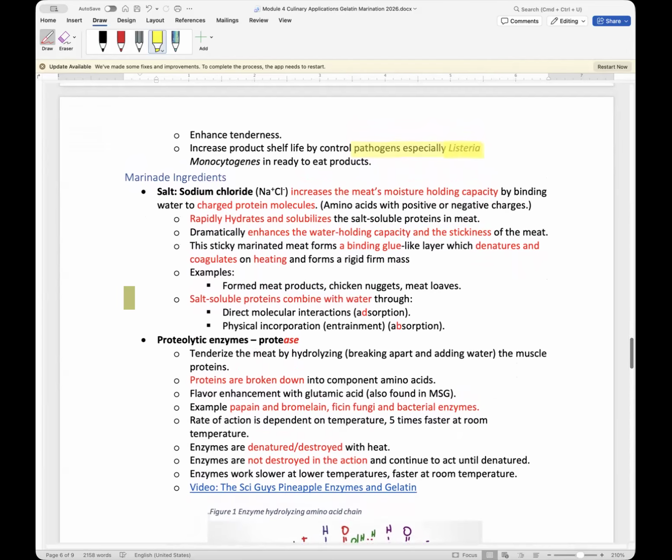So the ingredients that we would use in a marinade, one of the first ones is salt, right? Sodium chloride. So let's go back to food science. When we put it in solution, we have sodium, which has a positive ion, and then it dissociates. And so we have chlorine, and it has a negative charge. In other words, this electron stays with the chlorine.